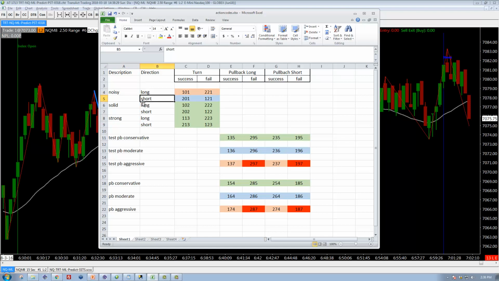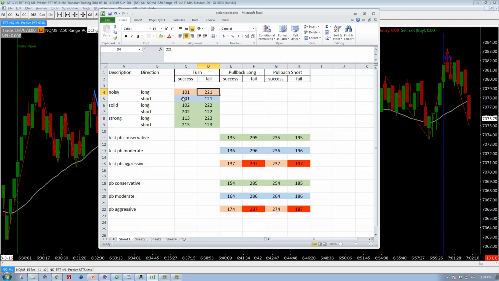All right. And then, for each of those cases, the prediction can either be that yes, the turn will succeed, or it will fail. So if it's a noisy long and the prediction is to get long, the action code will be 101. And if the prediction is that the turn will fail and the system will get short, the code is 221.